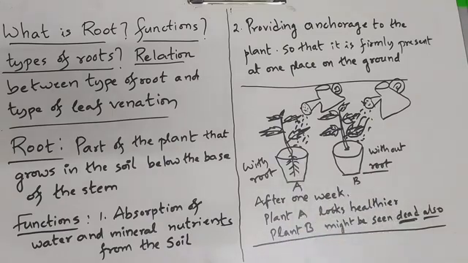Whereas plant A was having root, so it didn't die, it could absorb the water, and the water is supplied to the leaves, and mineral nutrients are also supplied to the plant body, so that it is healthier. This is how we can understand the importance of roots in water absorption and mineral absorption.